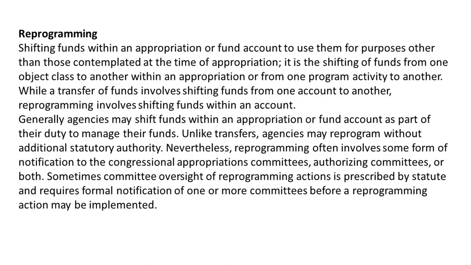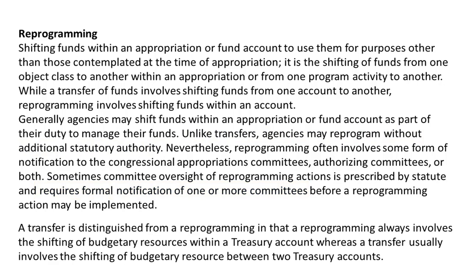Another difference worth noting is that agencies may reprogram without additional statutory authority. However, statutory notification requirements do exist. The OMB explanation of the difference confirms GAO's point, but raises another. A transfer is distinguished from a reprogramming in that a reprogramming always involves the shifting of budgetary resources within a Treasury account, whereas a transfer usually involves the shifting of budgetary resources between two Treasury accounts.